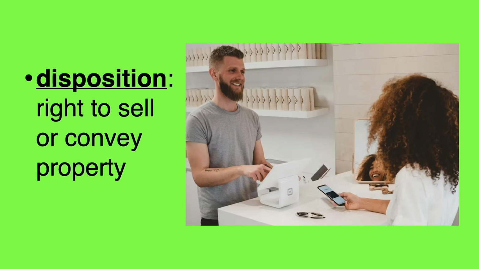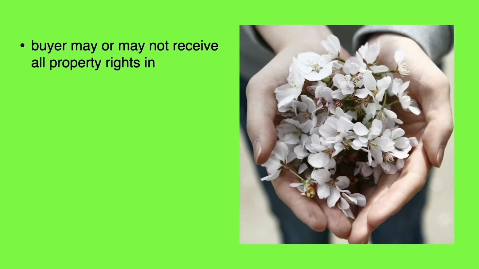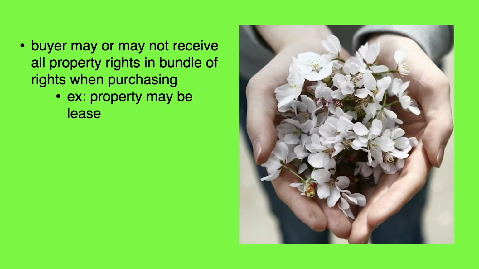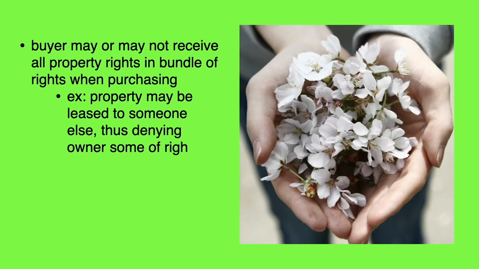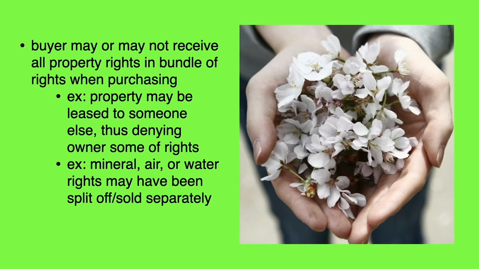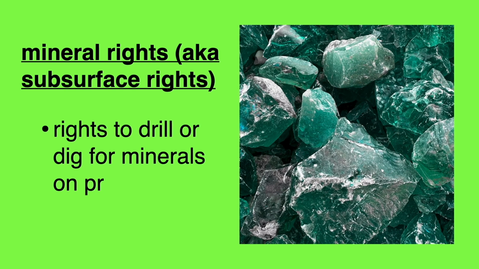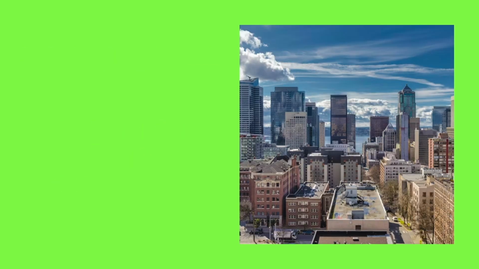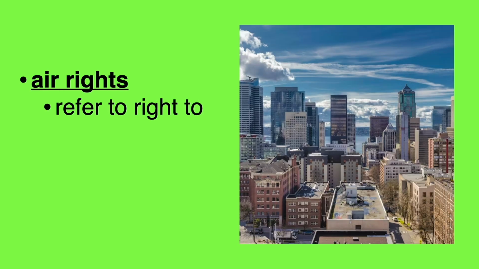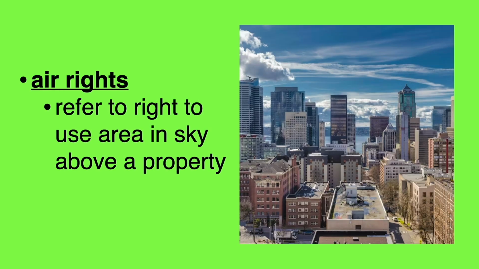convey the property. When purchasing property, the buyer may or may not receive all the property rights in the bundle of rights. For example, the property may be leased to someone else, thus denying the owner all of the rights. The mineral, air, or water rights may have been split off or sold separately. Mineral rights, also known as subsurface rights, are the rights to drill or dig for minerals on the property. Air rights refer to the right to use the area in the sky above a property.